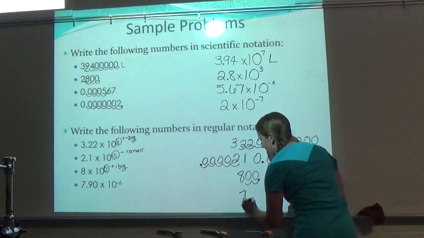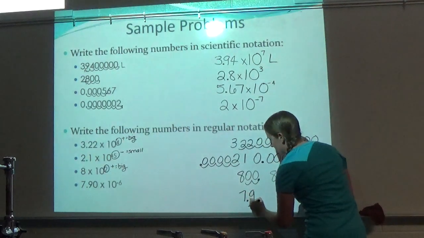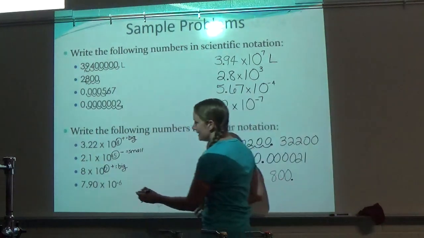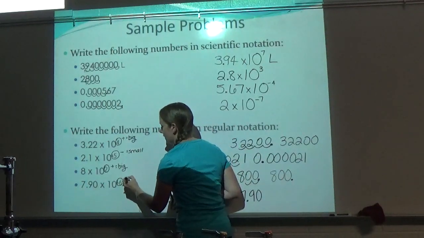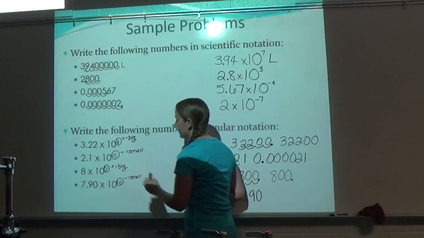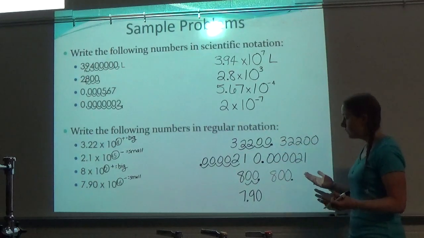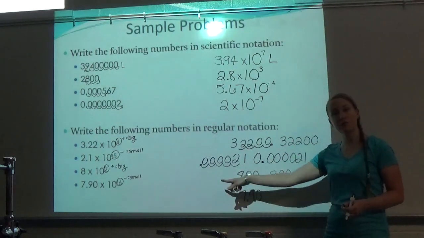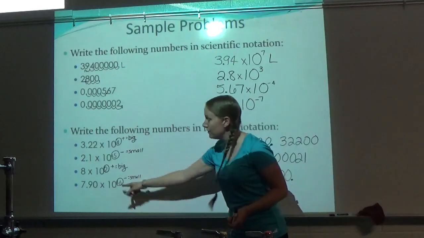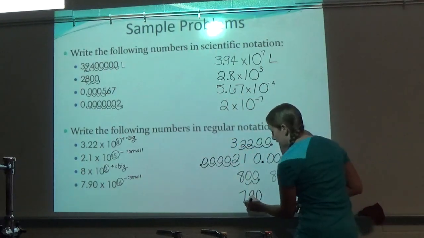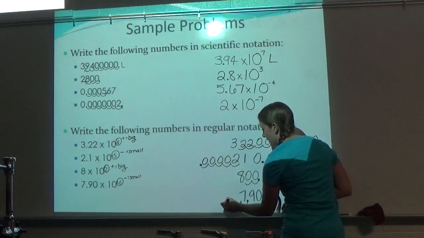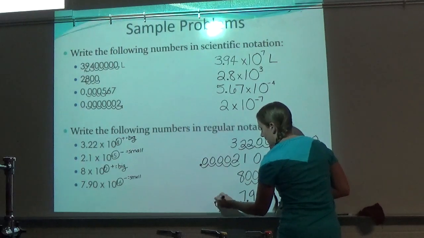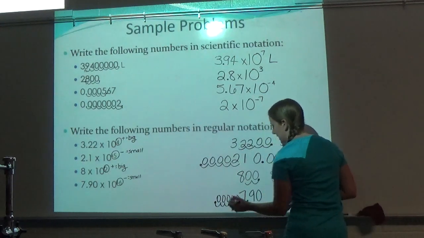All right, and then last one, we have 7.90 times 10 to the negative 6. So I'm going to start with my coefficient, 7.90. 10 to the negative 6 is negative, so that means my number is going to be small. So to make this number small, do I want zeros in front or in back? I want zeros in front. So how many places do I move it? I move it 6. 1, 2, 3, 4, 5, 6. And then I fill in my zeros.